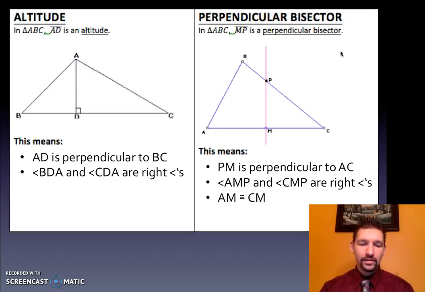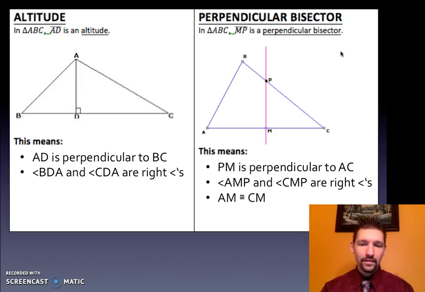The next one is an altitude. An altitude in a triangle is also called the height. So if AD is an altitude here, we know that they are perpendicular. AD is perpendicular to BC. And we know that the two angles formed are going to be right angles.